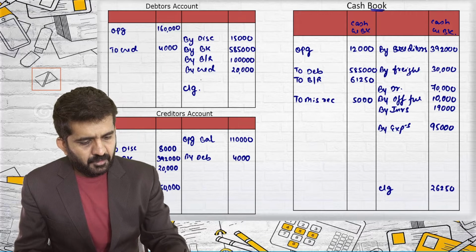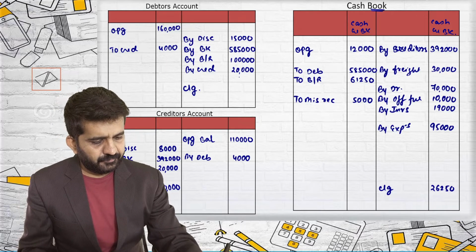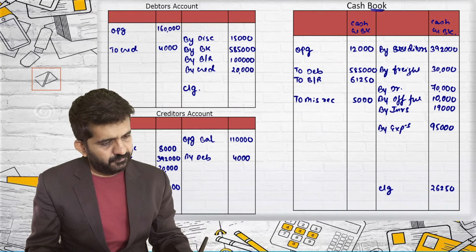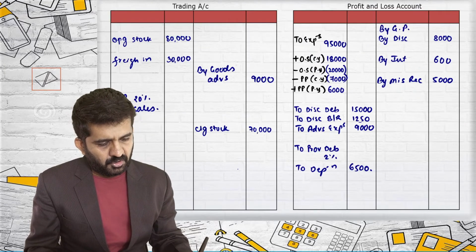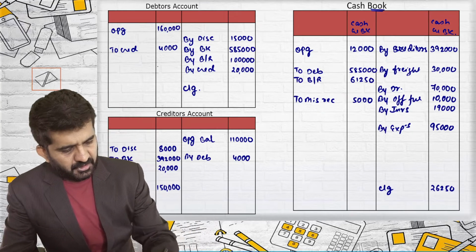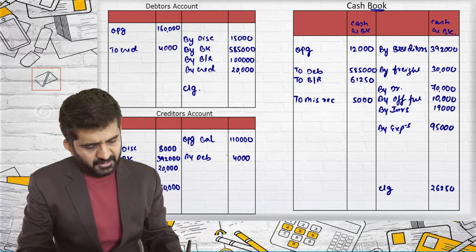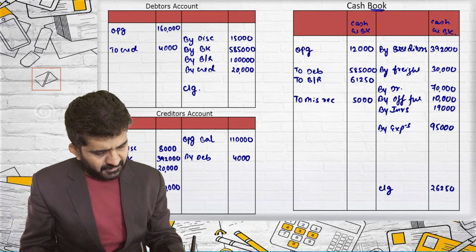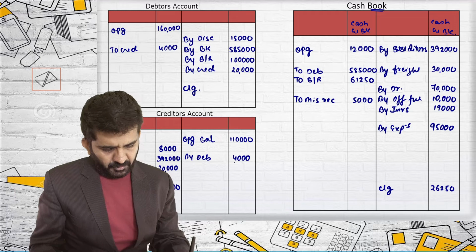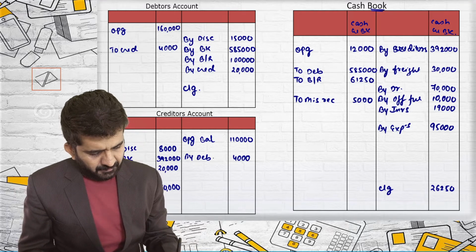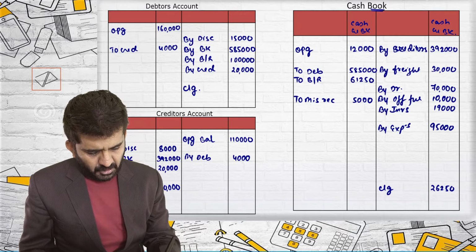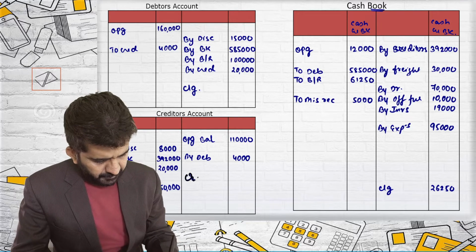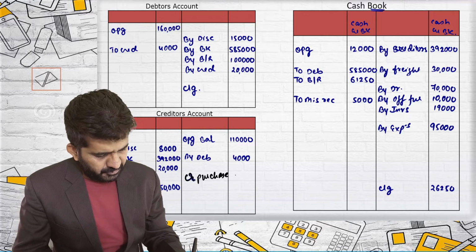Debtors account. No, credit sales is not there, right? We cannot solve the debtors account because credit sales and closing balance are both missing. Creditors account: opening balance, debtors, again your credit purchase is missing. No, I can get credit purchase, right? Opening balance, debtors, closing balance, discount, bank, debtors, I can get credit purchase. The balancing figure will be credit purchase.